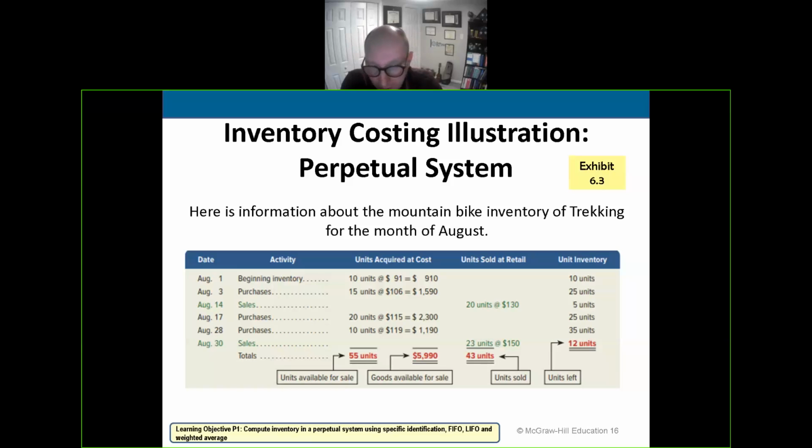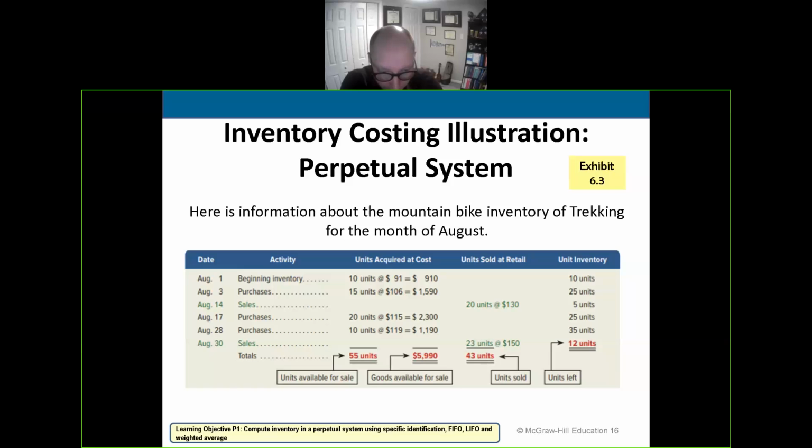And I said, oh, you know what? That's not going to be enough. I need to purchase some more. So I purchased 10 more units. This time it cost me $119 a piece, $1,190. Now I'm up to 35 units available for sale. On August 30th, I sold 23 bikes at $150 a piece. Not bad. That brought me down to an ending balance of 12 bicycles left.